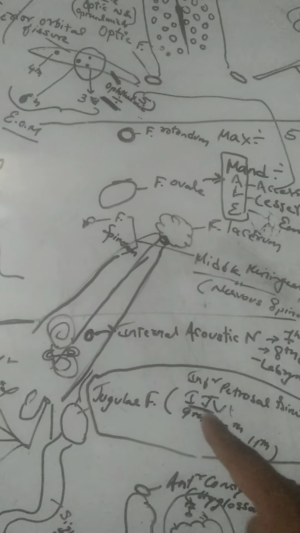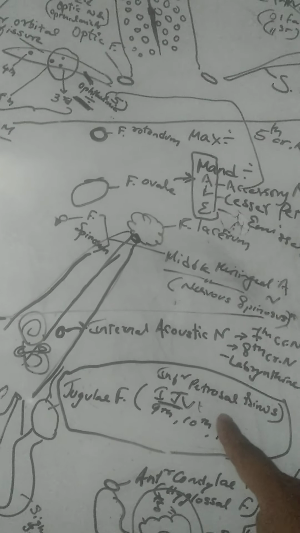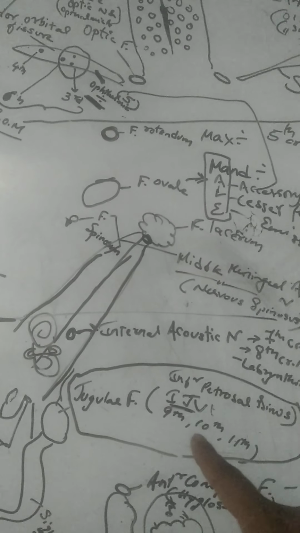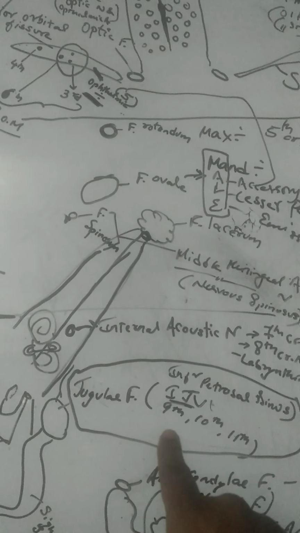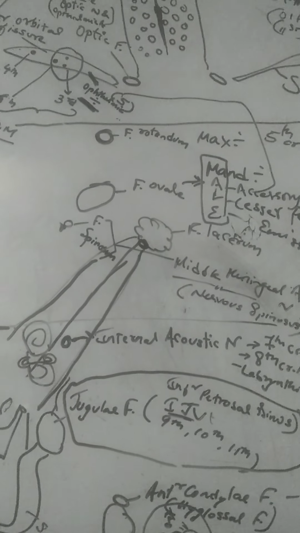This internal jugular vein receives one sinus, which is at the lower edge of the petrous part of temporal bone. Therefore, it's called as inferior petrosal sinus. Between the inferior petrosal sinus and internal jugular vein, like a kebab, there will be three nerves: 9th, 10th, and 11th. Glossopharyngeal, vagus, and spinal accessory nerve will leave the cranial cavity through jugular foramen. 9th, 10th, and 11th cranial nerve.